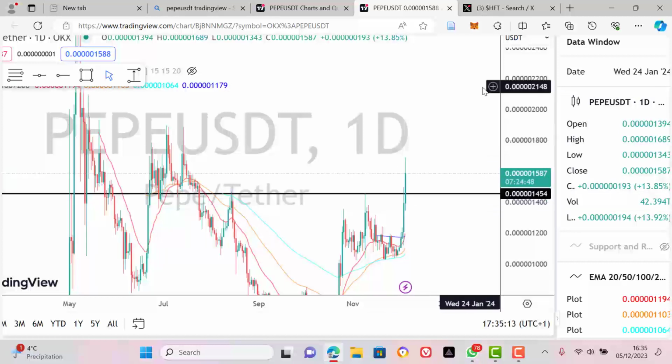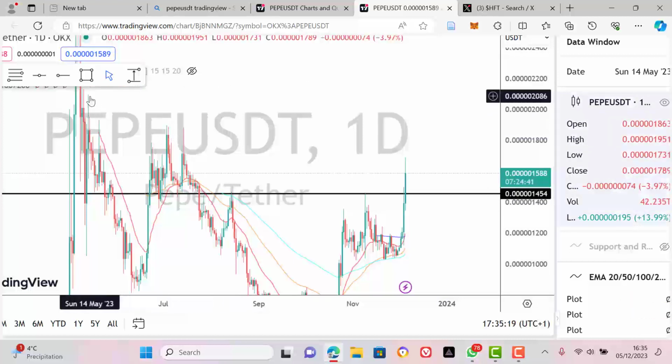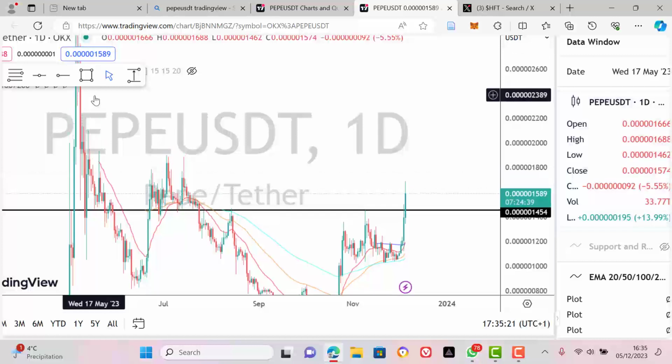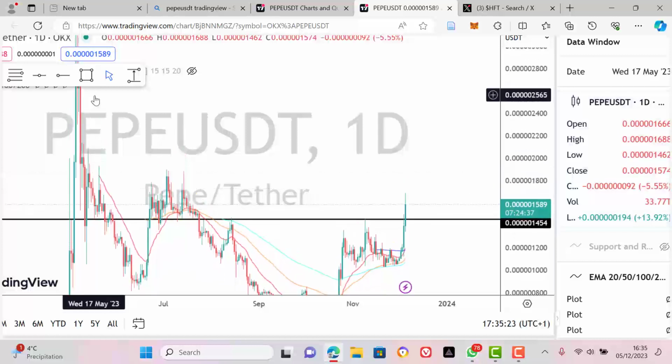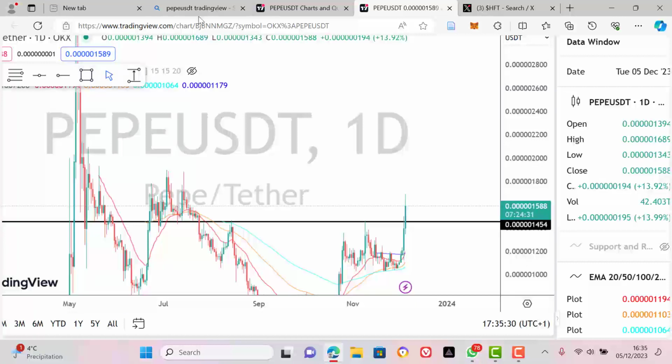We buy. If we buy, all these liquidities are going to be cleared. So this is our first TP, second TP, third TP. All these zones are going to be cleared. Right, so that is where we are now in Pepe.